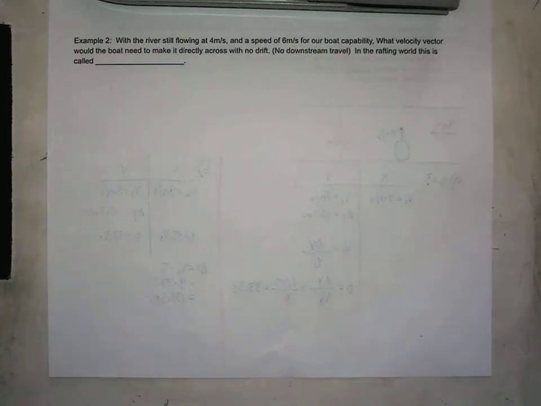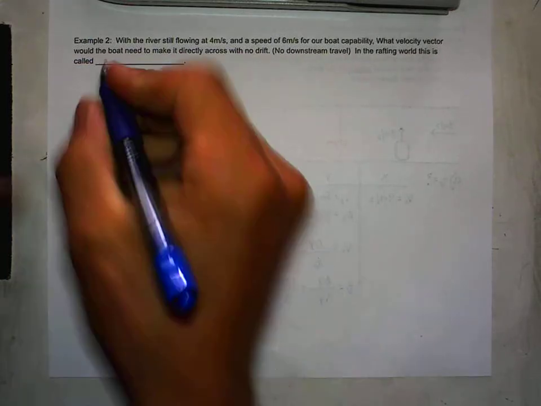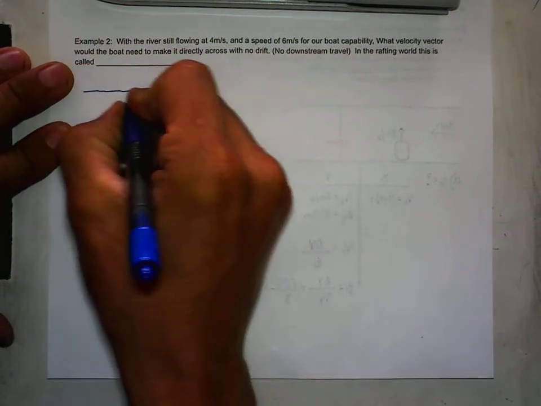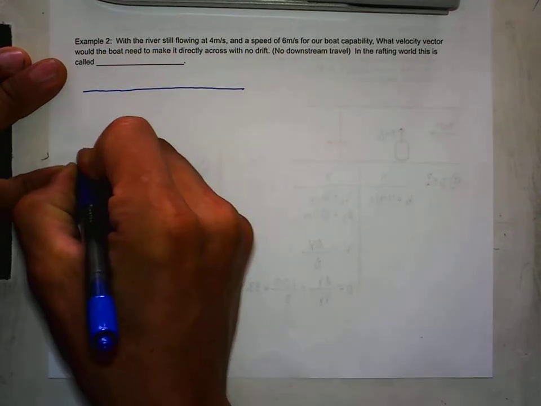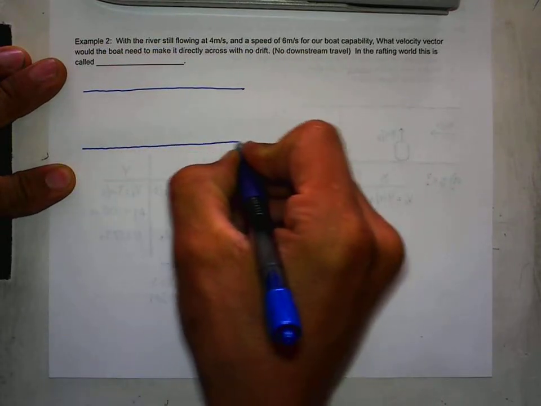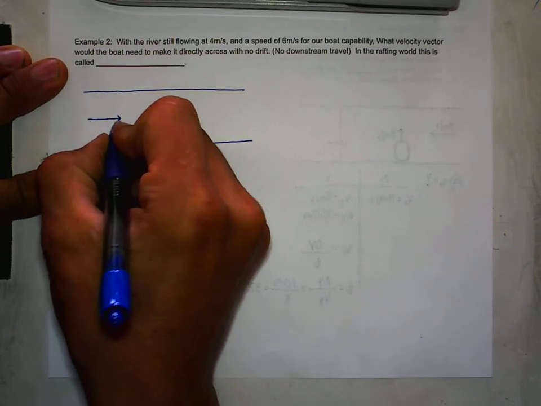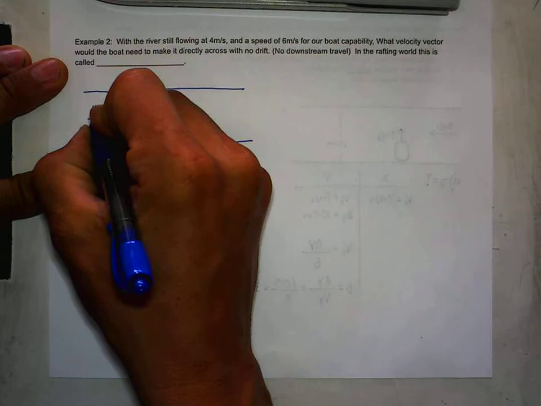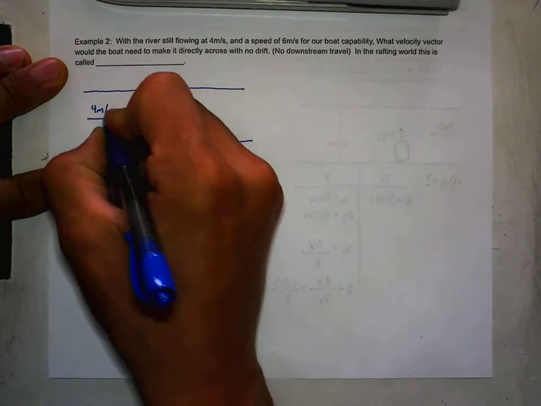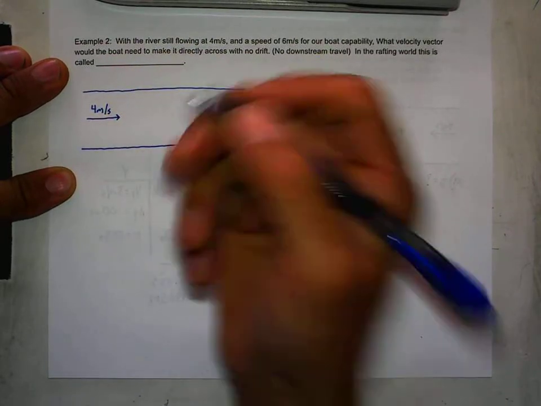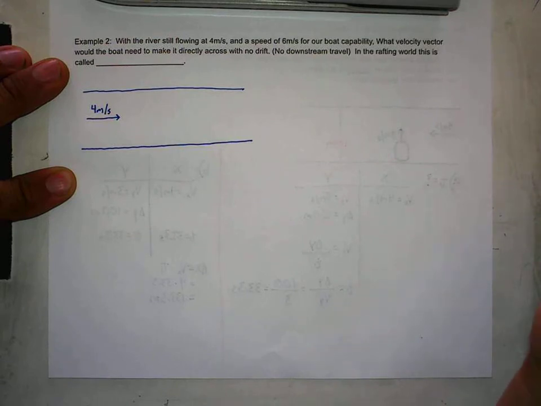Example 2. Still some relative velocity stuff. Let's draw our river again. Okay, we still have a river flowing at about 4 meters per second. How fast is that in miles per hour if you do the quick conversion? 8. Yeah, now that's off. That's not exact. That's just a good estimation.